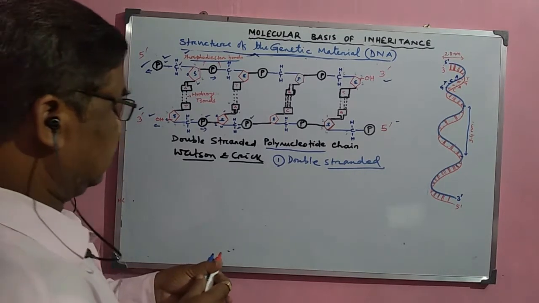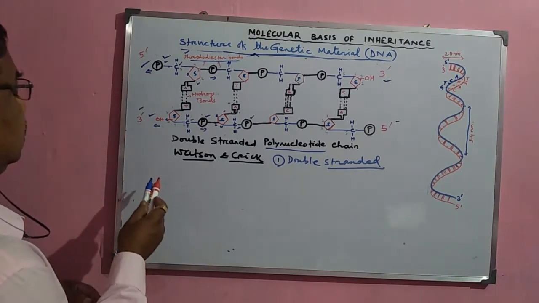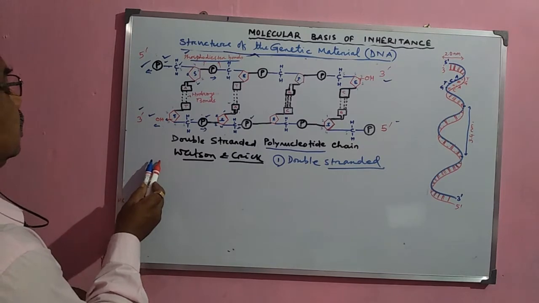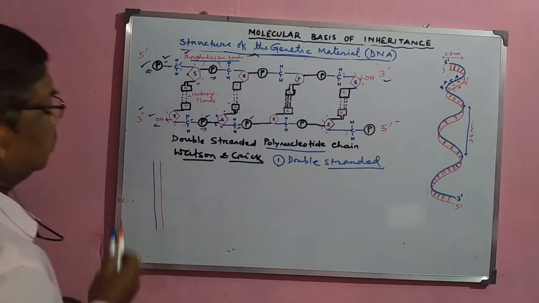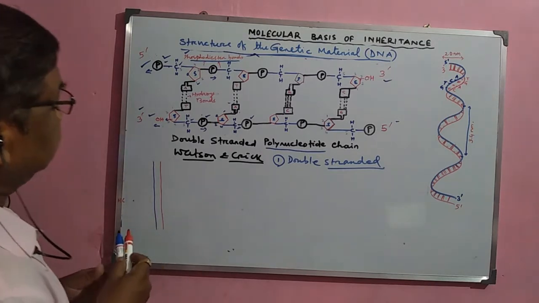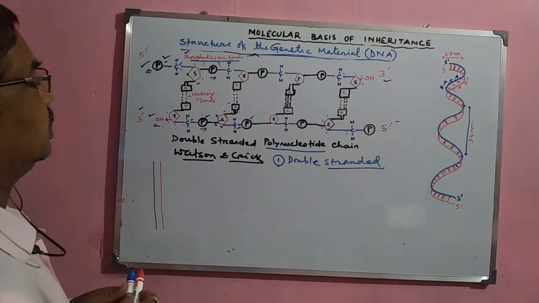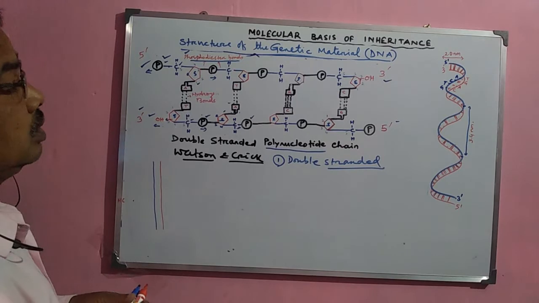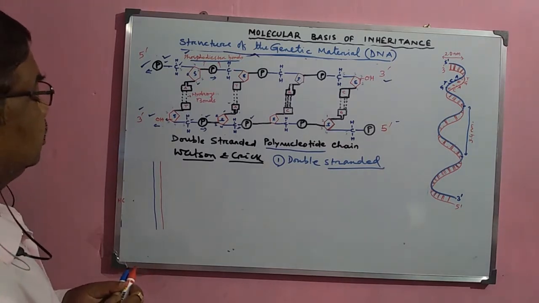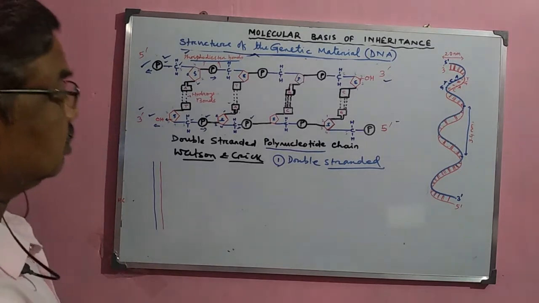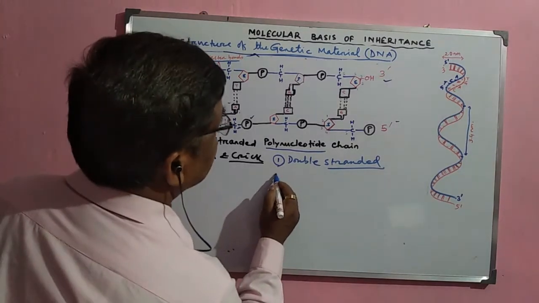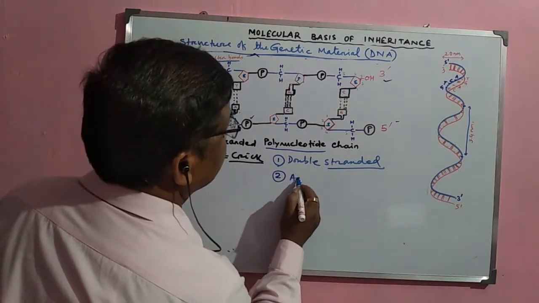Suppose these are two pens. You can take it here and you can draw the parallel line like this. So these two are parallel lines. They never intersect with one another. And in this case, what happened? They are anti-parallel. Double-stranded, no doubt. Then the second one is that they are anti-parallel.